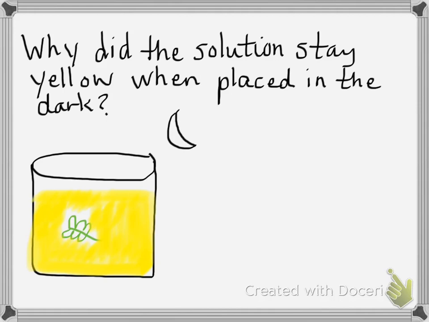Okay. Why did the solution stay yellow when placed in the dark? And so that's supposed to be my dark symbol. Because there's no solar energy. Okay, well this has nothing to do with oxygen. You got no solar energy. What does that mean? No photosynthesis. Good. You can't do photosynthesis without some light.